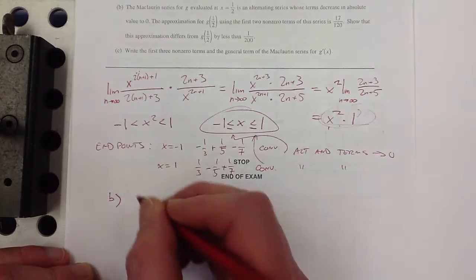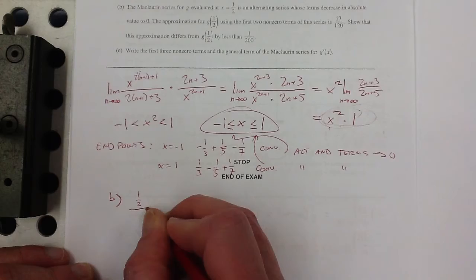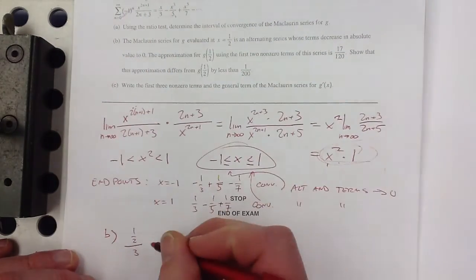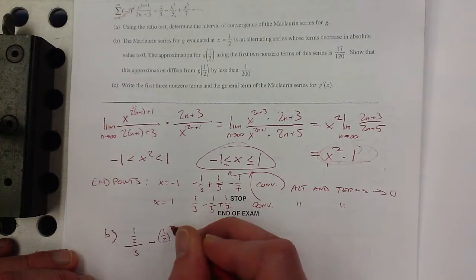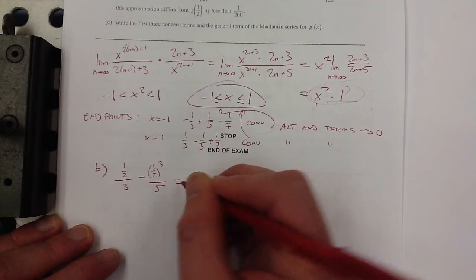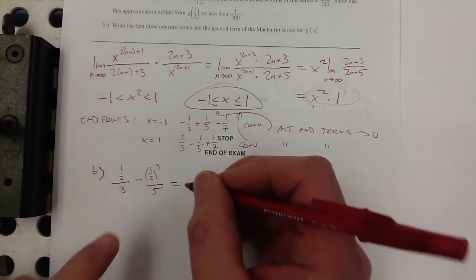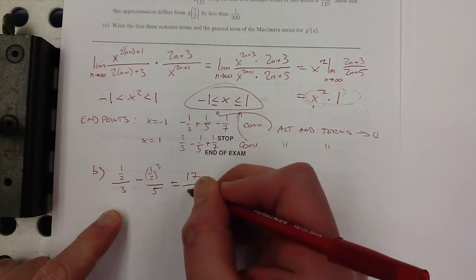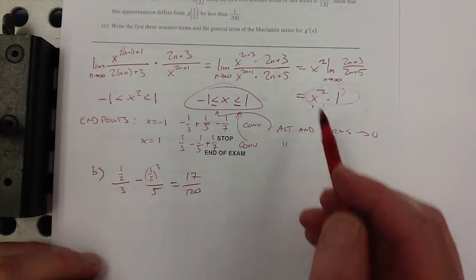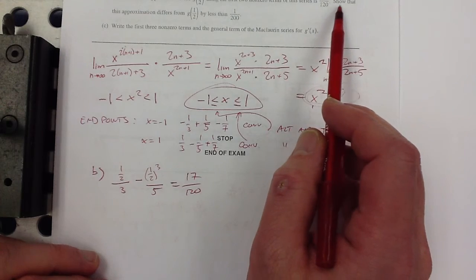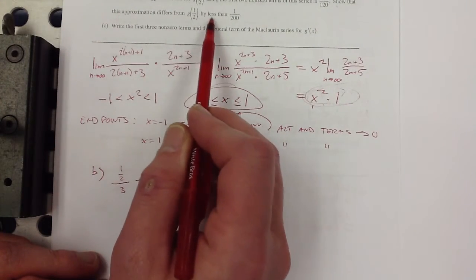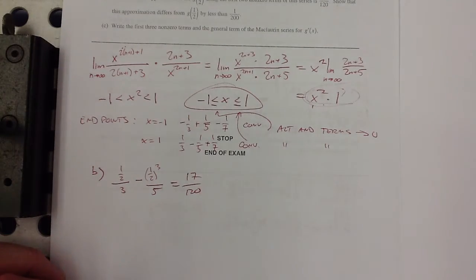I mean, if you plug in, that's 1/2 over 3, and then plug 1/2 into that, minus 1/2 cubed over 5. I'd make you do all that, right? And apparently, that is equal to 17 over 120 if you know how to work with fractions. So they're sparing you that gruesome task. So they want to show that this approximation differs from the real thing by less than 1 over 200.